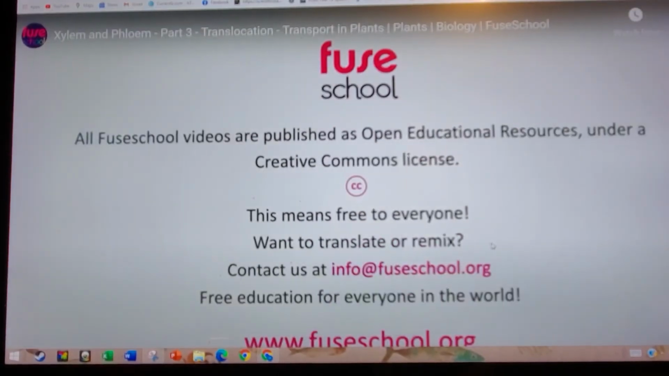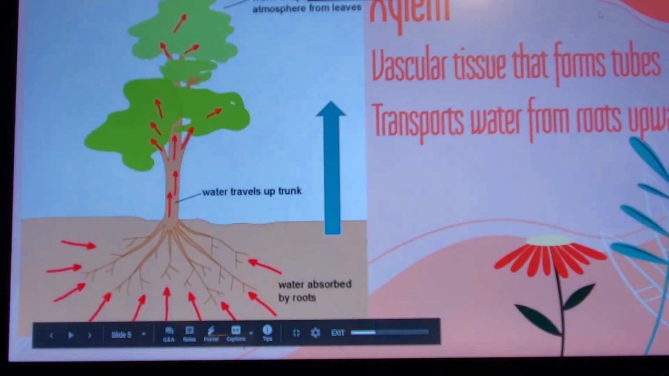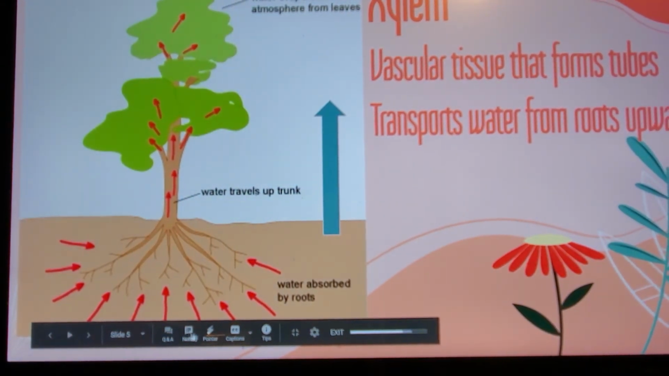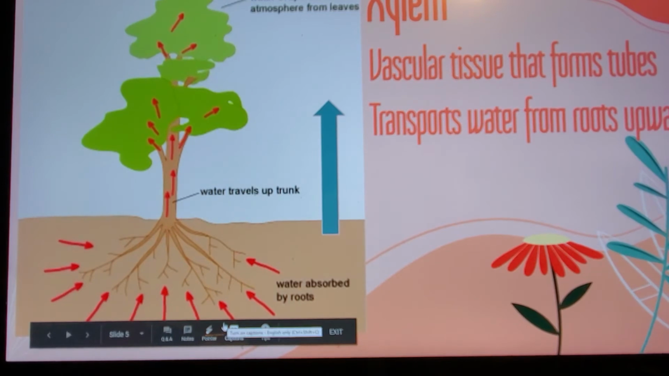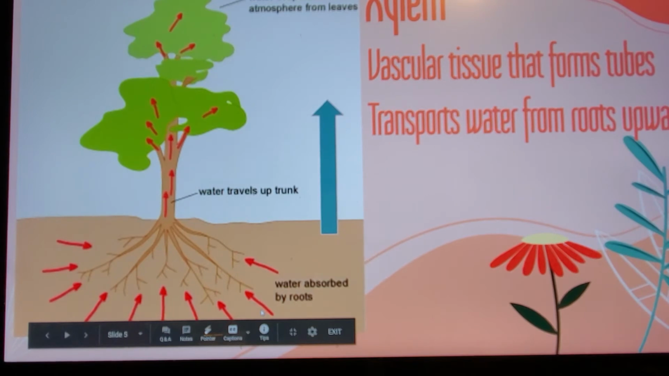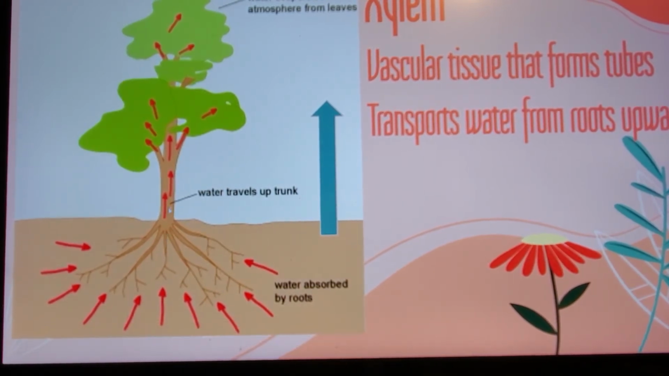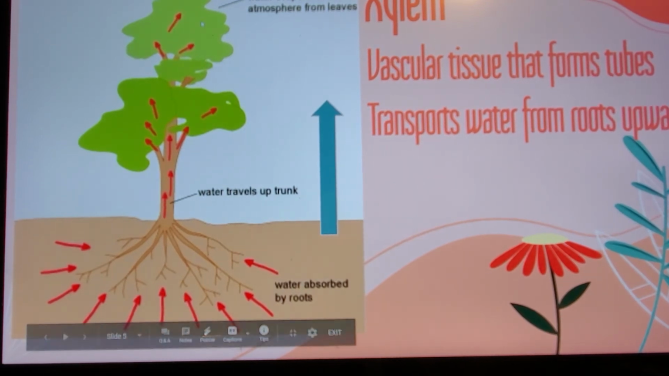There you go. So let's talk a little bit more about that in our presentation here. So again, what xylem does is that xylem moves into the plant, whether it's a tree or grass or flower. It moves in from the roots. That's where they absorb water, and it goes up to even the highest leaves up here. So it only travels in one direction, up.